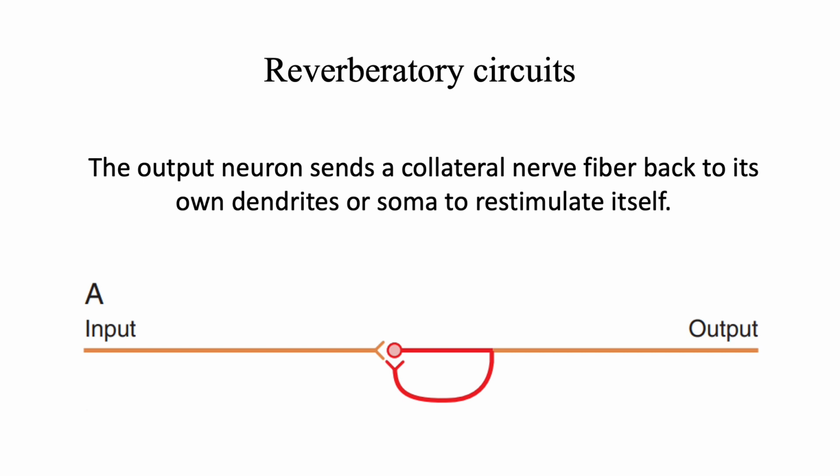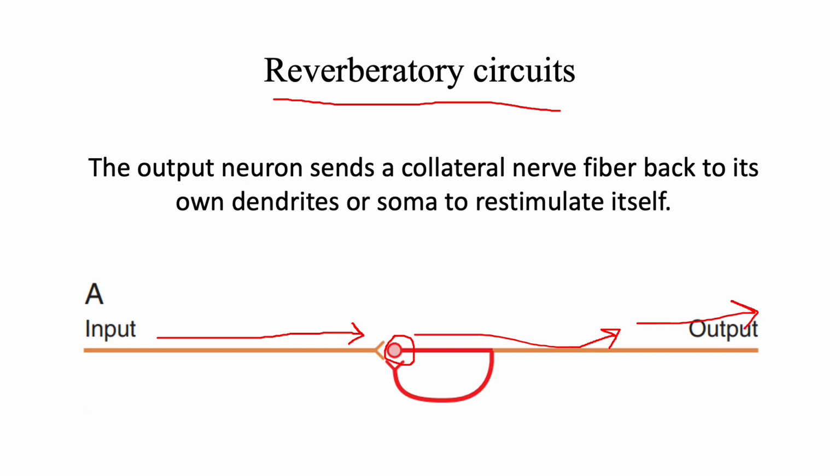Another example of prolonging signal transmission is what we call reverberatory circuits. In this case, the action potential is transmitted from the input neuron to this output neuron, which will now fire an action potential. But let's say that the nervous system wants this neuron to fire almost continuously, or to prolong its output. So in this case, there is a collateral, a branch coming out from this same neuron, and again it's synapsing with the same neuron.